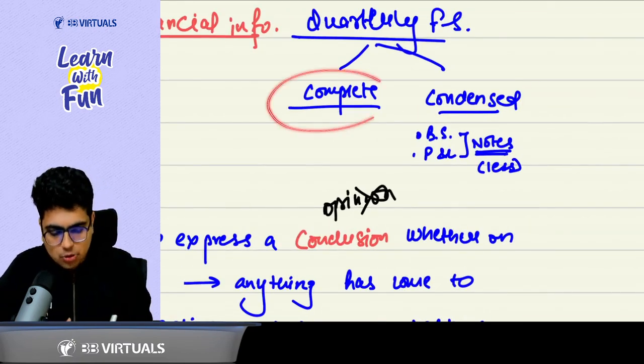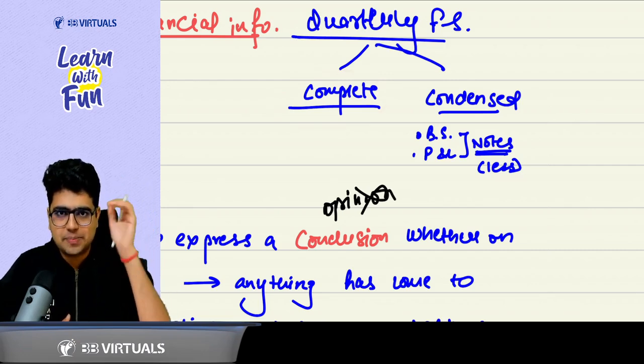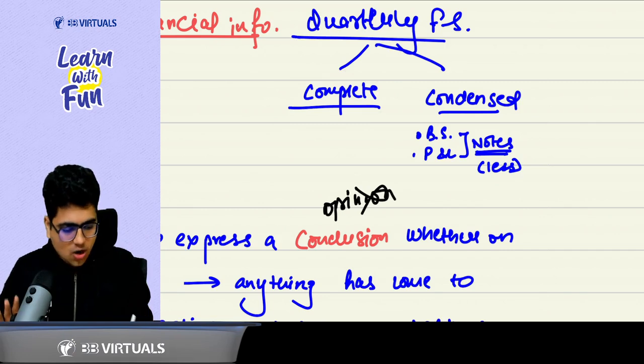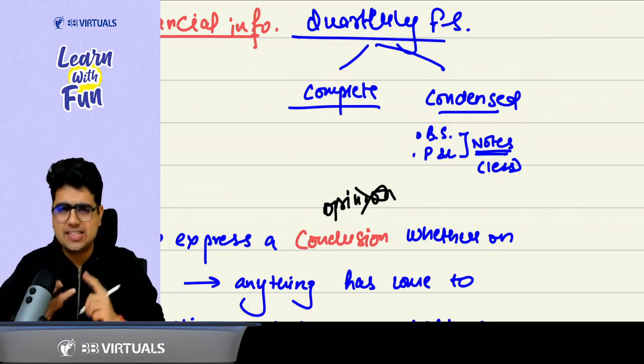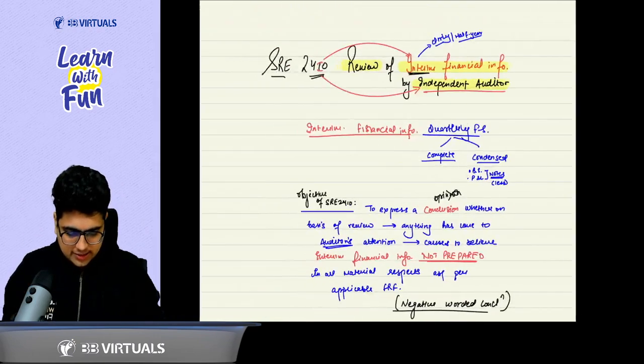So it could be a complete set of financial statements like balance sheet, P&L, cash flow statement, notes to accounts, each and everything. Or it could be a condensed statement with balance sheet, P&L and some notes to accounts. Very less disclosures.